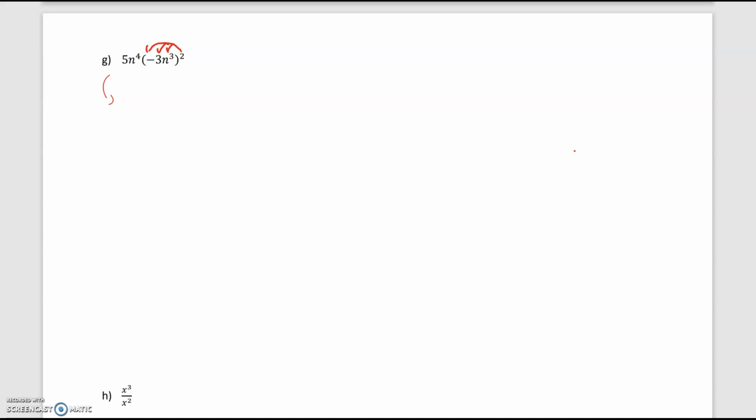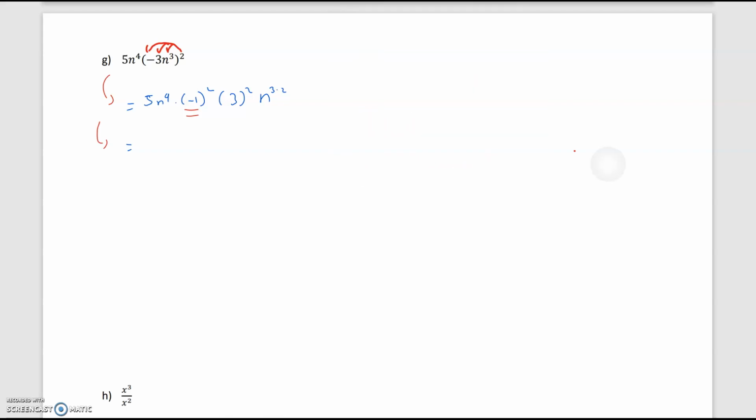So in this case, we still have the 5 n to the 4 on the outside, then technically the -1 squared times the 3 squared, and then the n to the 3 times 2. So this is supposed to be a 3. Okay, and then let me simplify that. -1 to the second, which is going to be just a +1.